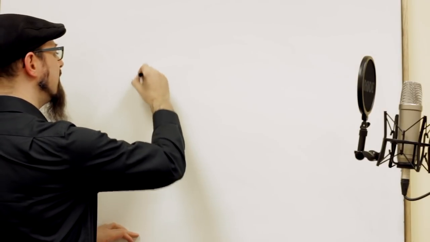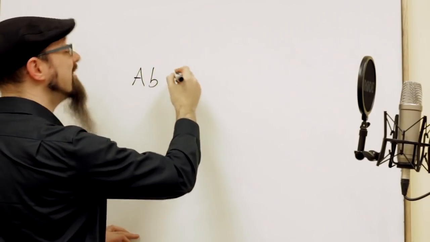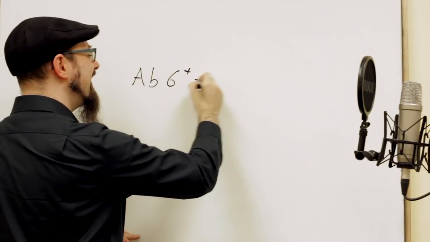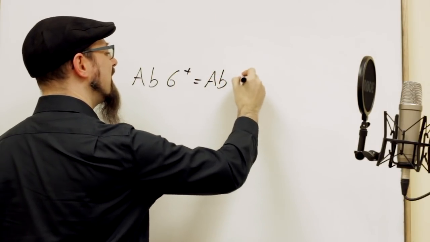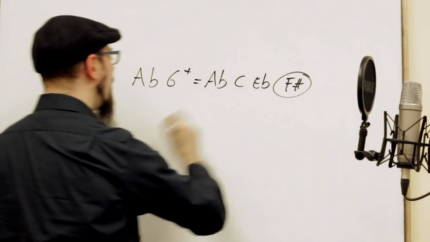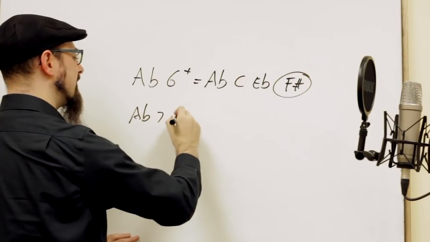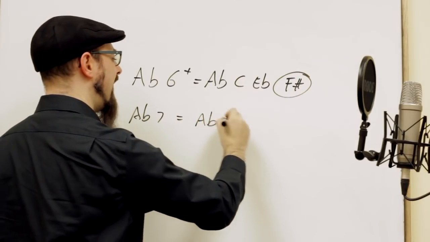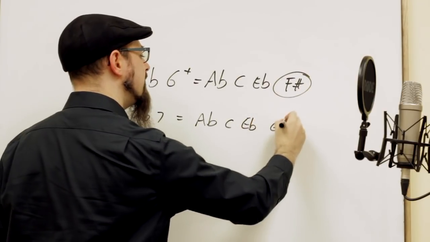So now the typical example will be the augmented 6th chord in C major. The augmented 6th chord classically is done on the flat 6th degree of the scale, the minor 6th degree of the scale. So in C major we have the A flat augmented 6th chord. Now an A flat augmented 6th chord is made by the notes A flat, C, E flat, F sharp, while an A flat 7th chord is made by the notes A flat, C, E flat, G flat.